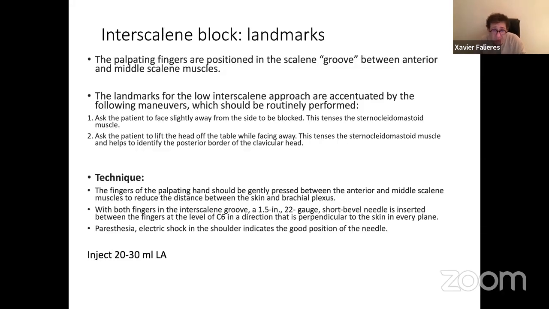It's never, never deep. Don't go deep. If you go deep, you can finish spinal or epidural. That could be dangerous. So mostly 1.5, 2 centimeters, half an inch, is your depth. You take a short needle with a short bevel, and you insert between your fingers at the level of C6. When you have the paresthesia of an electric shock in the shoulder, it indicates that the needle is in the good position. Because you are without ultrasound, you need some more volume. If you need a good block, inject 20 to 30 milliliters of your local anesthetic.